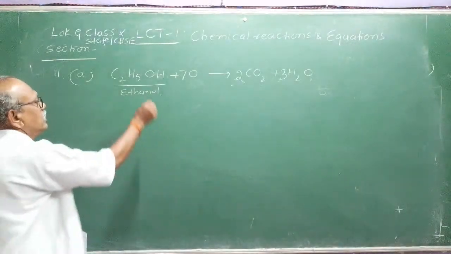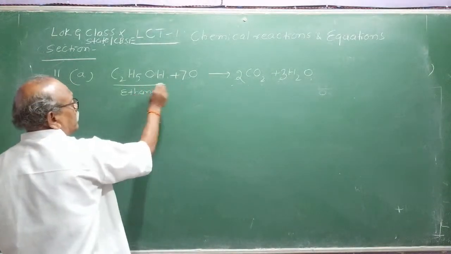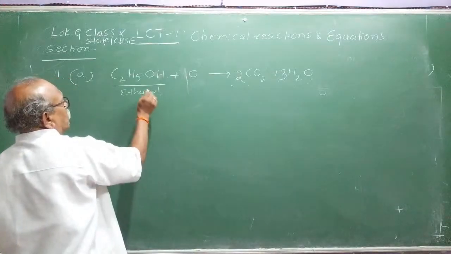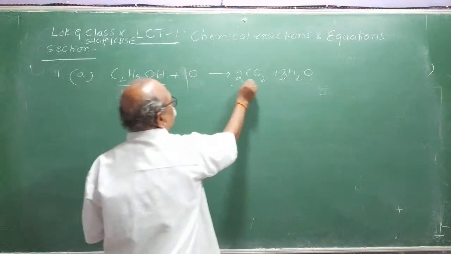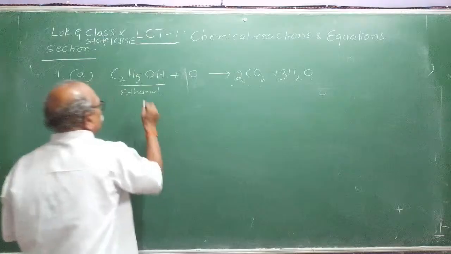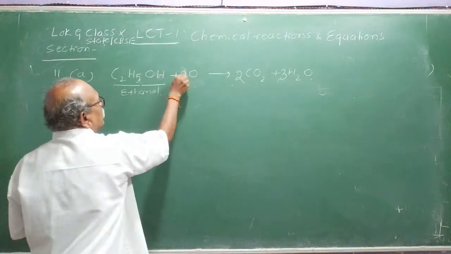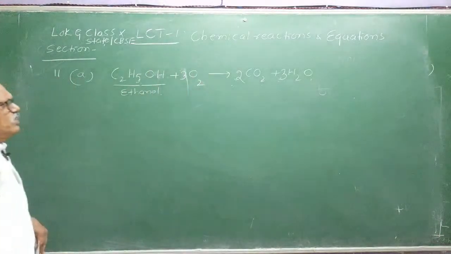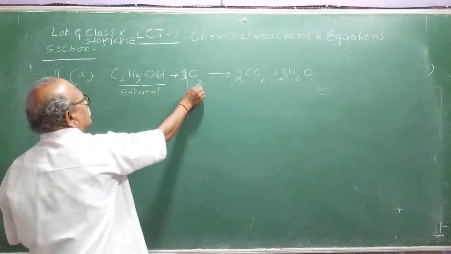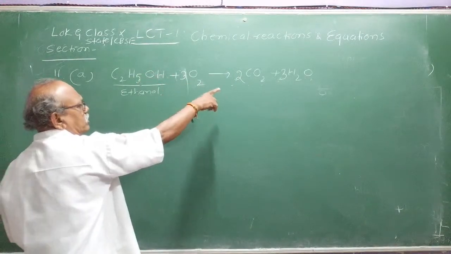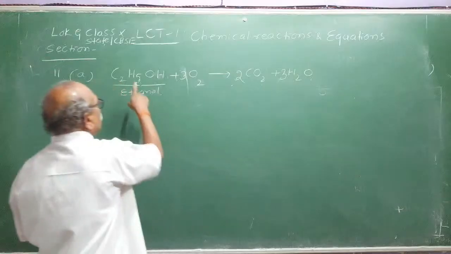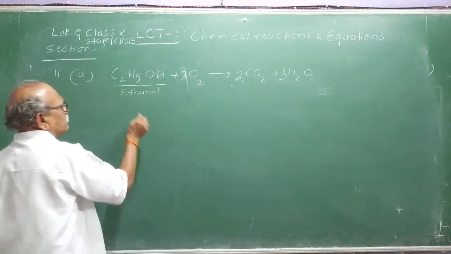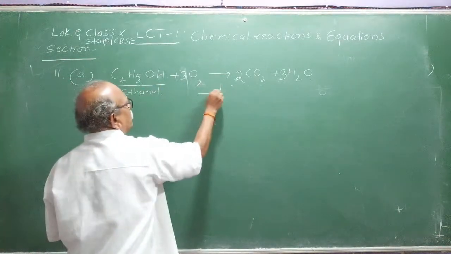Correct? And oxygen atoms are how many? Look here. Observe: 2 times 2 is 4, 4 plus 3, 7. See, 1 is already there. You have to take 3 O2. I think it will be solved. 3 times 2 is 6, 6 plus 1, 7. 7 oxygen atoms are balanced, 6 hydrogen atoms are balanced, and the equation is balanced. For this, you give half mark.